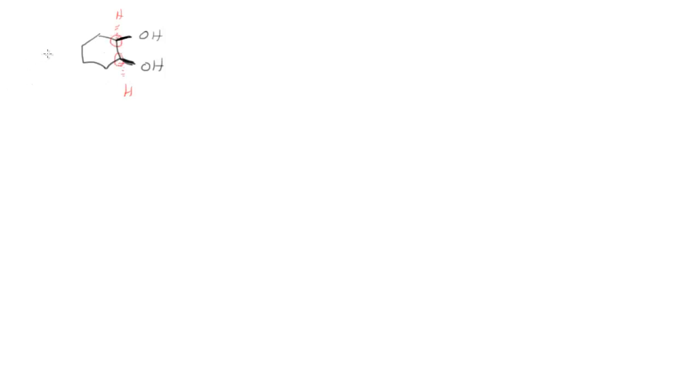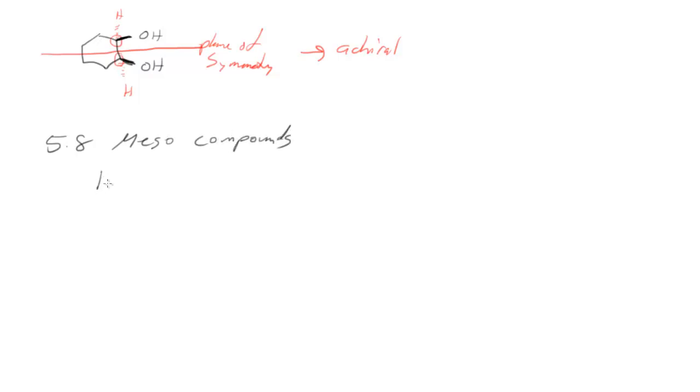However, there's a plane of symmetry right through that molecule. Everything on the top is an exact reflection of everything on the bottom. And so because there's a plane of symmetry, this molecule has to be achiral. So section 5.8 addresses that, and we call these compounds meso compounds. Compounds that are meso have stereocenters, but they're achiral due to a plane of symmetry.